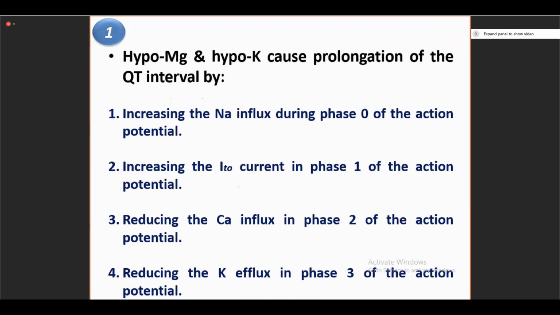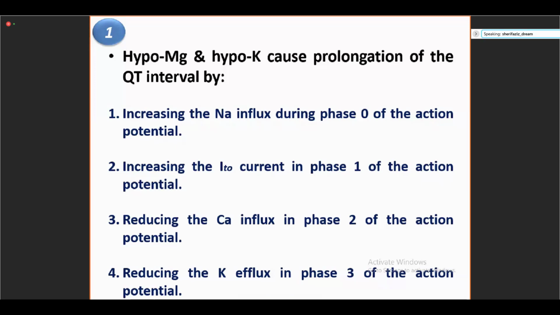So this is the first question. Regarding hypomagnesemia and hypokalemia, they cause prolongation of the QT interval by which one of these mechanisms? Increasing sodium influx during phase 0, increasing I2 current in phase 1, reducing calcium influx in phase 2, or reducing potassium efflux in phase 3 of the action potential. So anyone have an opinion regarding this question? We all know that hypokalemia and hypomagnesemia prolong the QT by which of these mechanisms? So I will move to the answer, because I think it may be a difficult question.